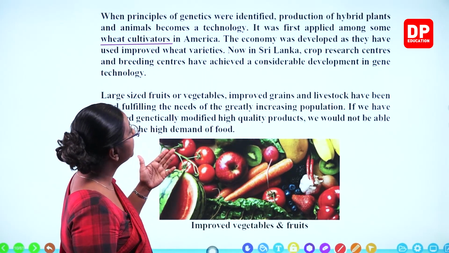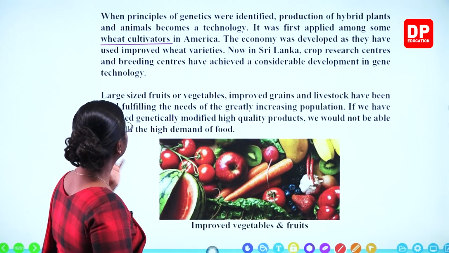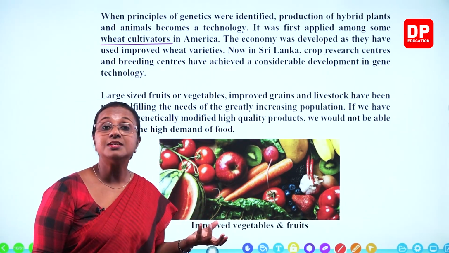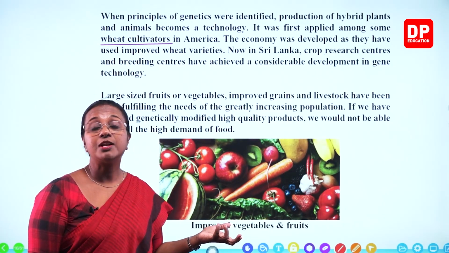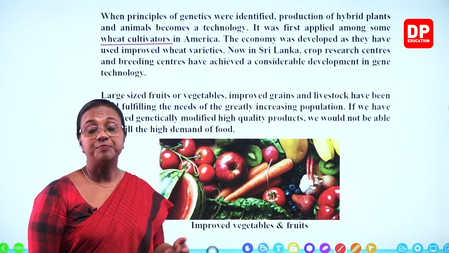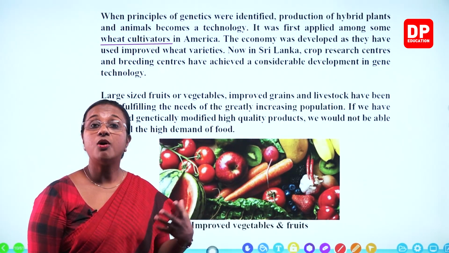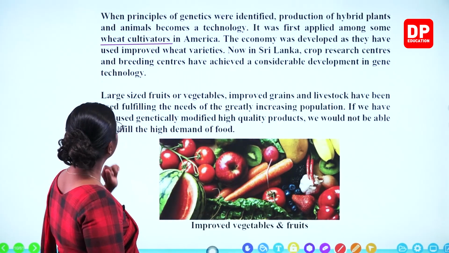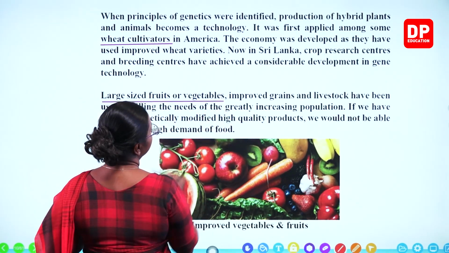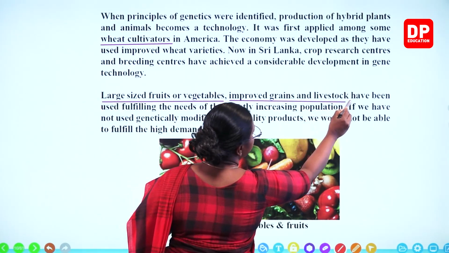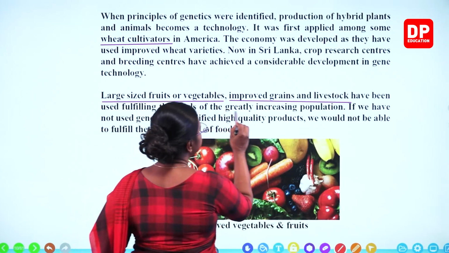Now in Sri Lanka, crop research centers and breeding centers have achieved a considerable development in gene technology. So research centers, they research and try to find new crops with very favorable characteristics. You are familiar with some of them. The golden rice, drought-resistant plants, pest-resistant plants. So those are all improved varieties. Then large-size fruits or vegetables. So these are the things you need to know. Large-size fruits or vegetables, improved grains and livestock have been used, fulfilling the needs of a greatly increasing population.